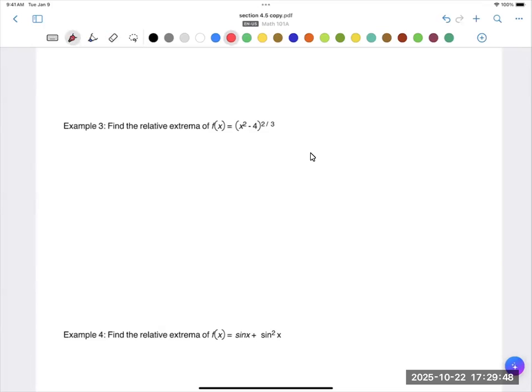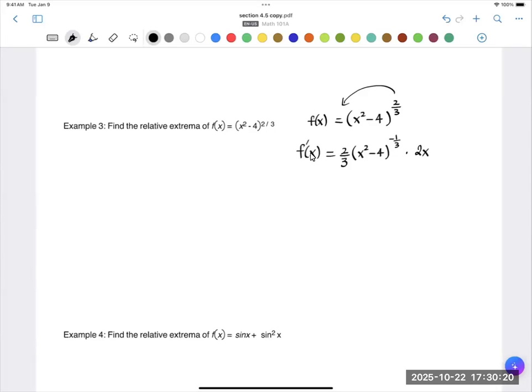Okay, so my function is f of x. I rewrite it for you to see clearly: x squared minus 4 to the power 2/3. So I'm going to find f prime of x. Bring down the power, so 2/3 times x squared minus 4, and then reduce the power by 1: 2/3 minus 1. What is 2/3 minus 1? It is negative 1/3. And then don't forget to multiply by the chain rule, so you're going to have 2x.